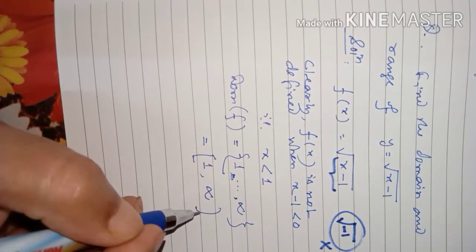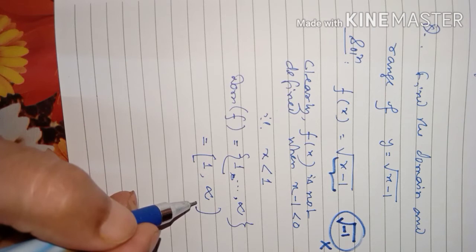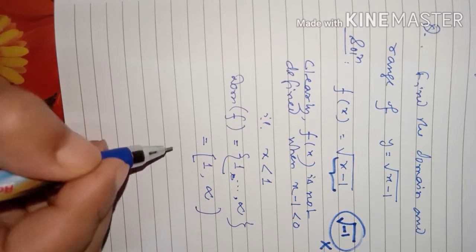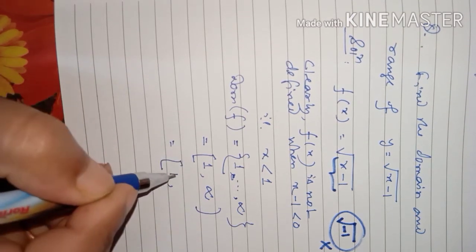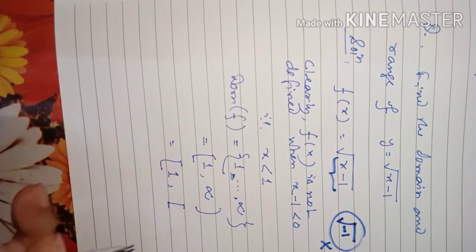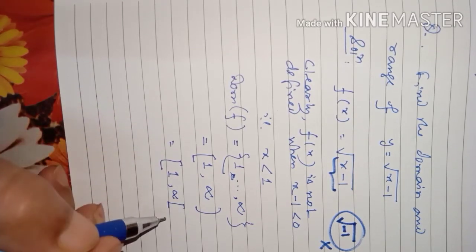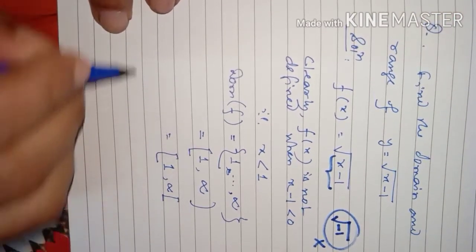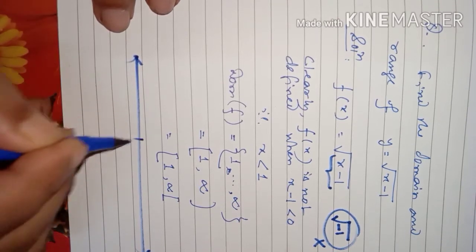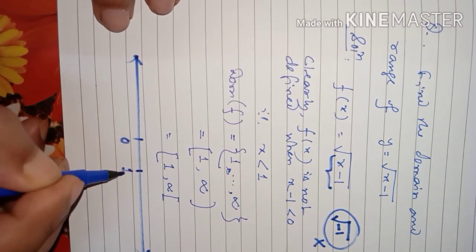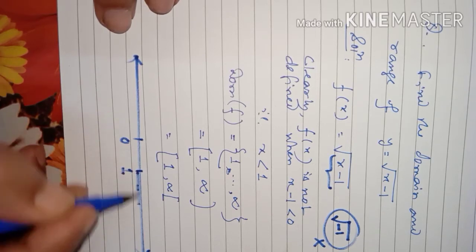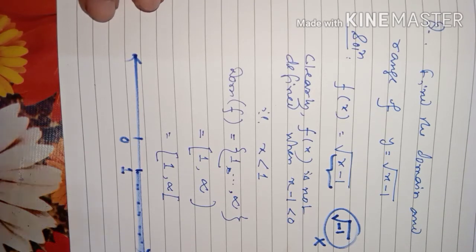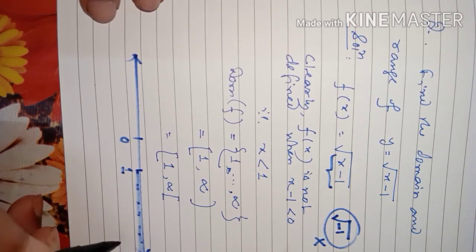Here we put an open bracket at infinity, not a close bracket, because infinity is not a number, so you can't close it. It is just an open bracket. This is from the set of real numbers. Suppose this is the real number line, this is 0, this is 1. Starting from 1, all these values up to positive infinity.